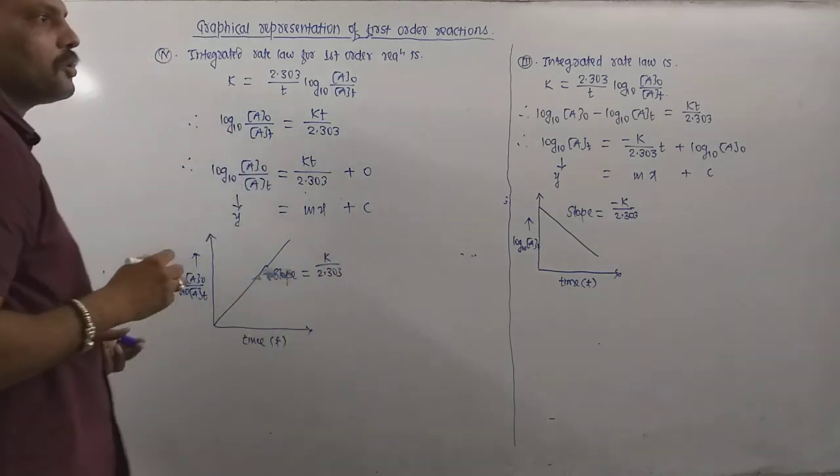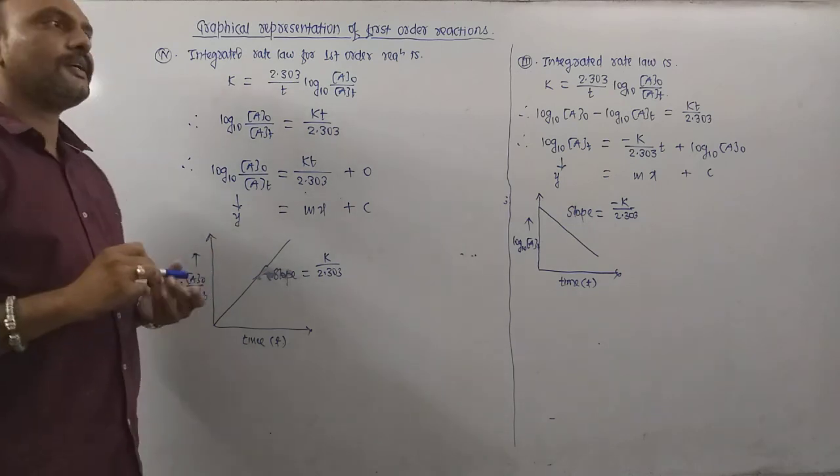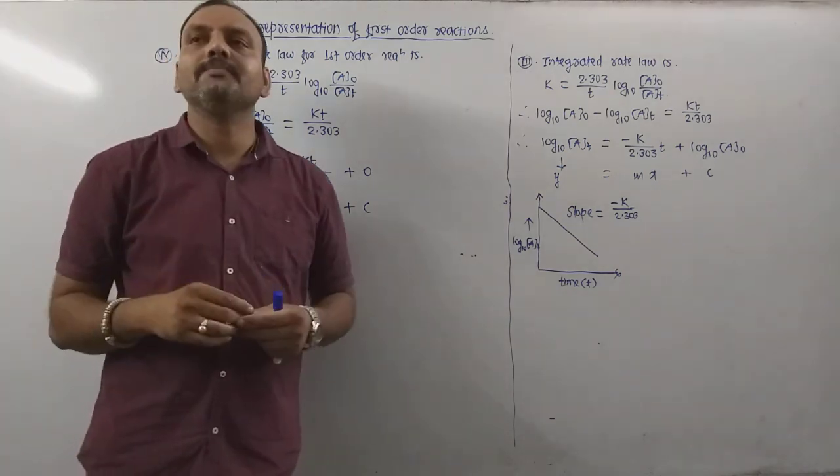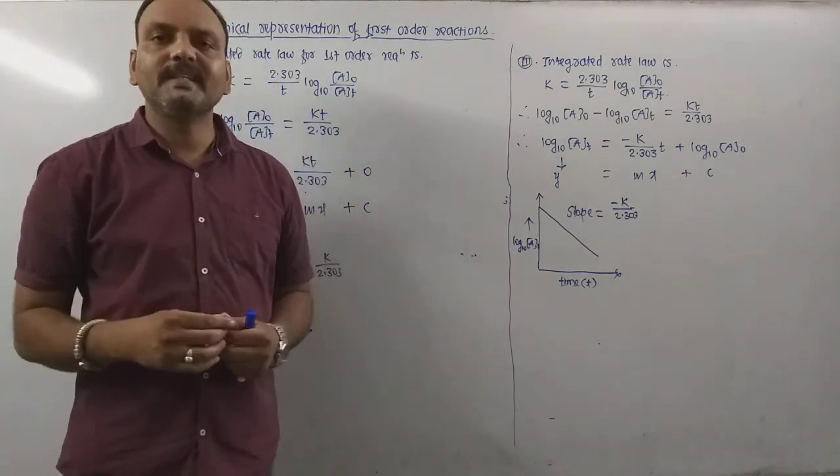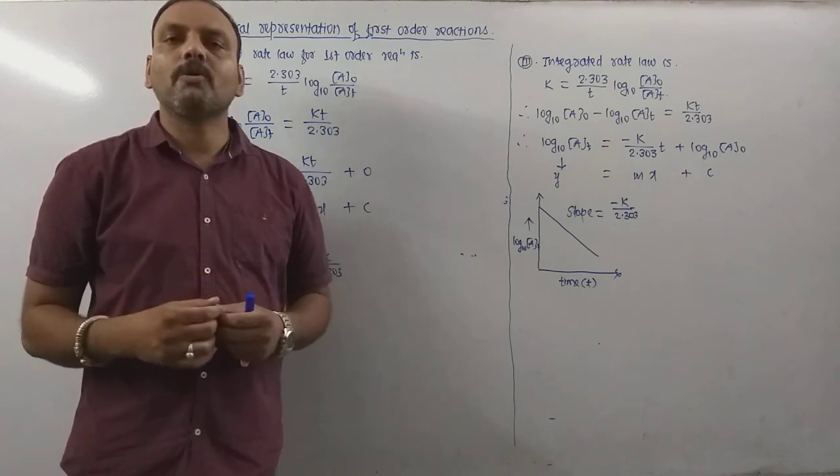So these are the certain observations and these are the graphical representations for first order reaction.